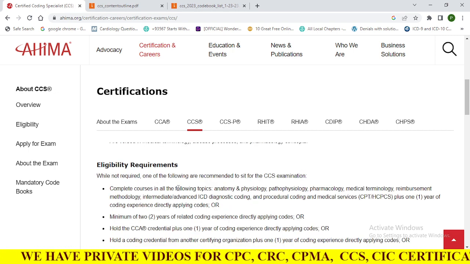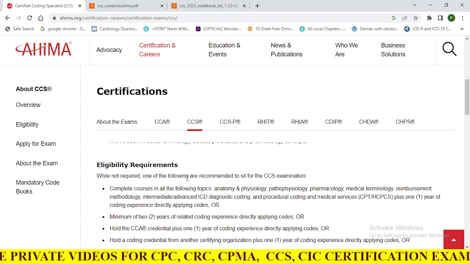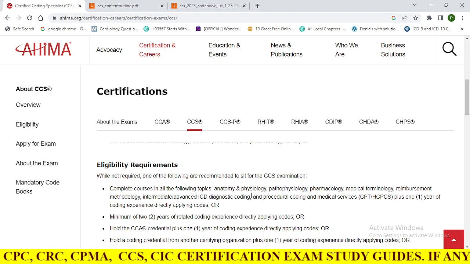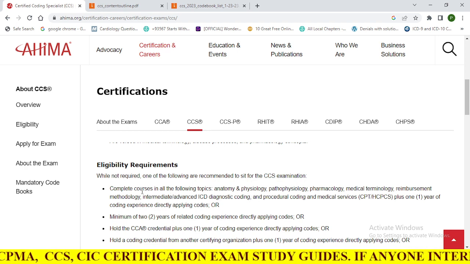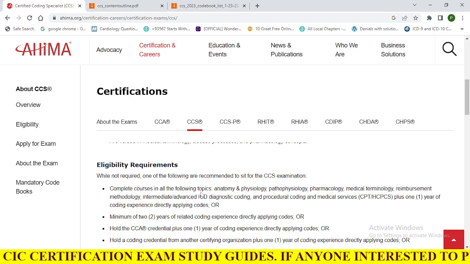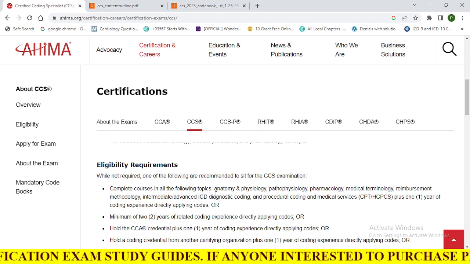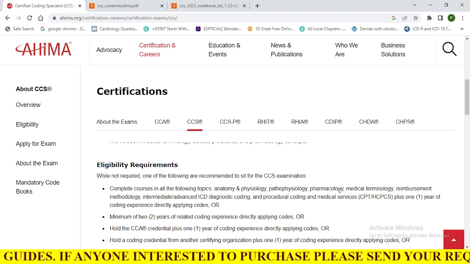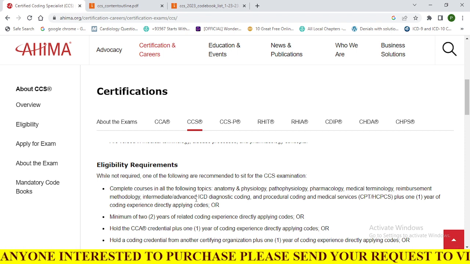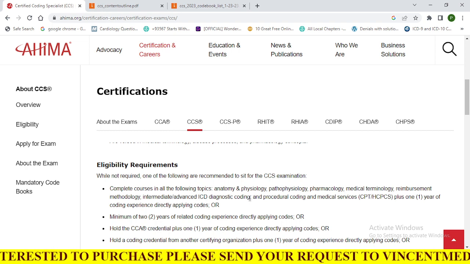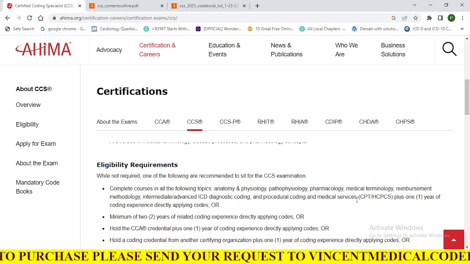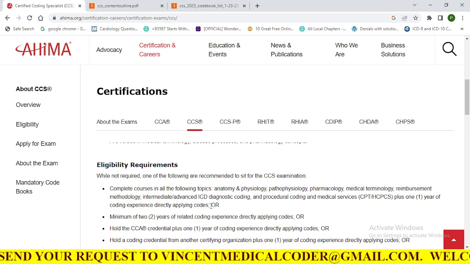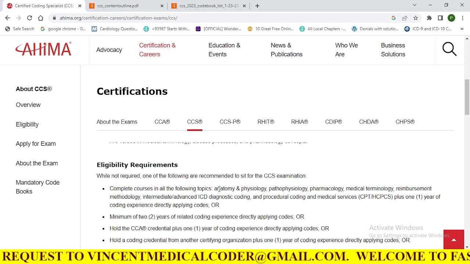So who can write this CCS certification exam? While not required, one of the following is recommended to sit for the CCS examination. Mostly it is not required, but it is good if you meet any of the criteria mentioned below. First, complete courses in all the following topics. If you have completed the following topics, you can write CCS. What are those topics? Anatomy and physiology, pathophysiology, pharmacology, medical terminology, reimbursement methodology, intermediate to advanced ICD diagnostic coding, procedural coding, and medical services CPT and HCPCS, plus 1 year of coding experience directly applying codes. So you need to have all this knowledge in order to write the CCS certification.